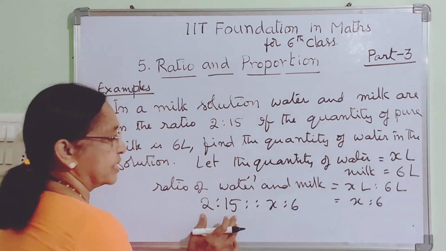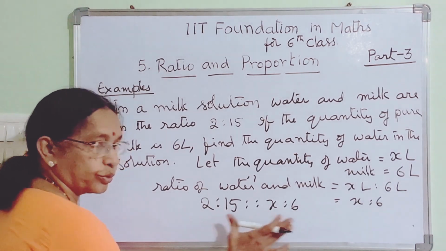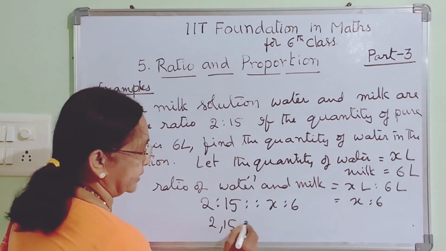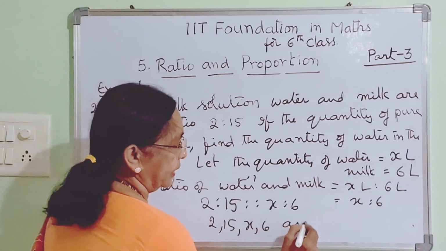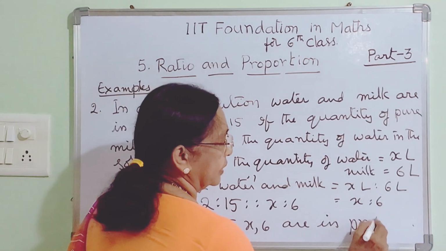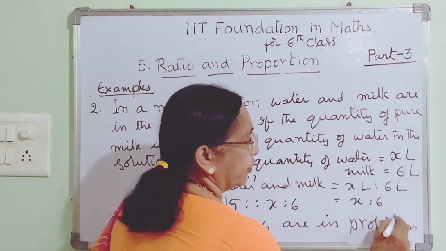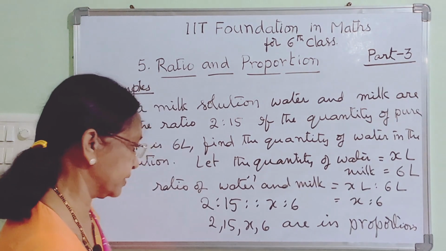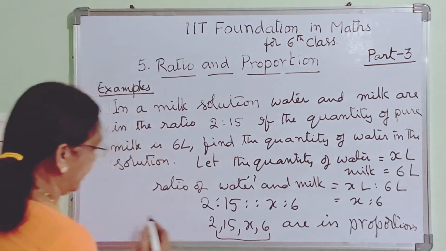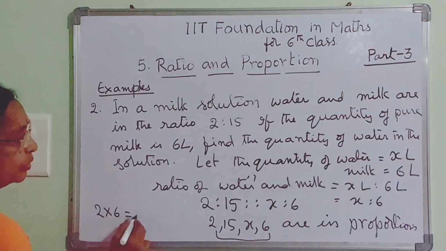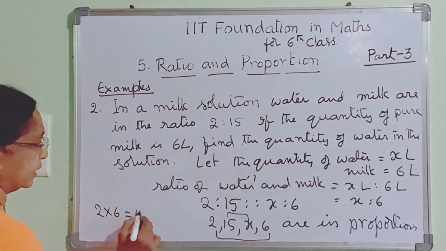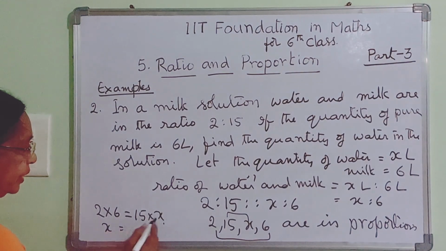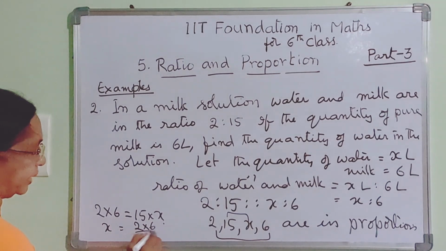That is, this ratio is equal to this ratio. When two ratios are equal, the four numbers are in proportion. 2, 15, x and 6 are said to be in proportion. So when four numbers are in proportion, the product of extremes is equal to the product of means. Here the product of extremes, 2 into 6, is equal to the product of means, 15 into x. Therefore x is equal to 2 into 6 by 15.